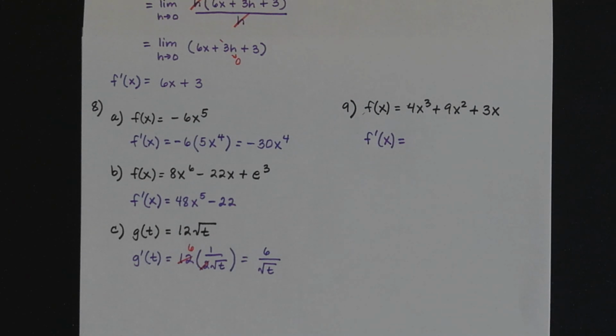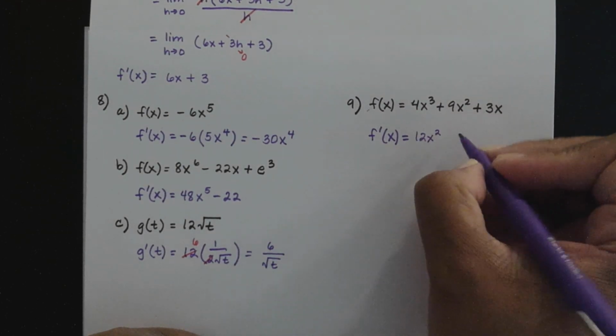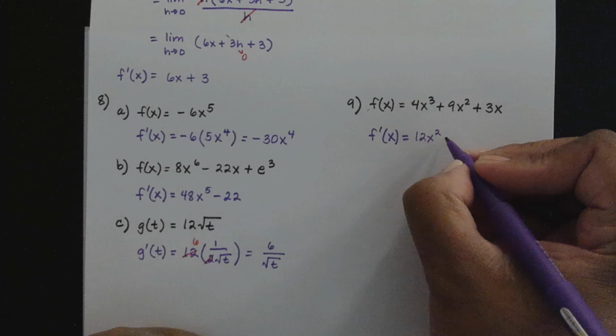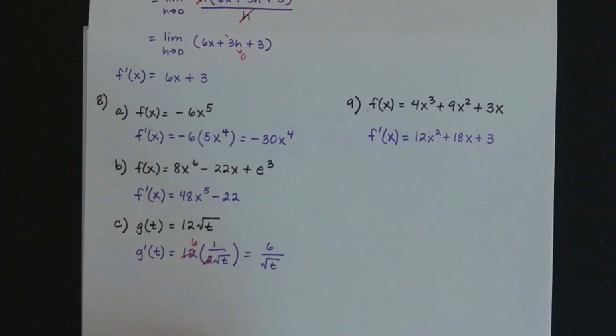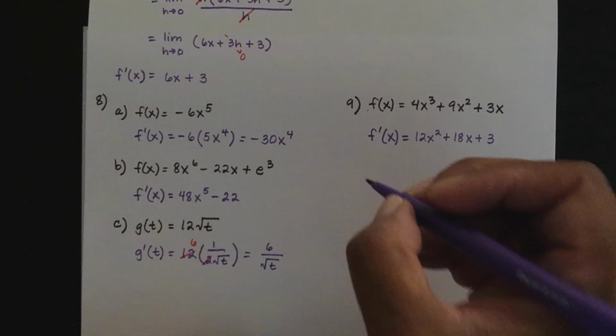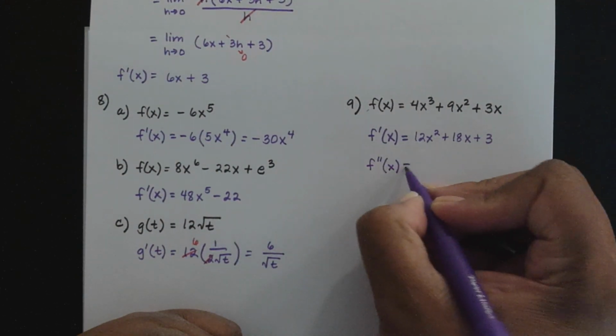So if I take the first derivative of that function, what would I get? 12x squared plus 18x plus 3. Okay, so that's the first derivative. And you have to know the first derivative in order to take the second derivative. Okay? Because the second derivative is the derivative of the first.